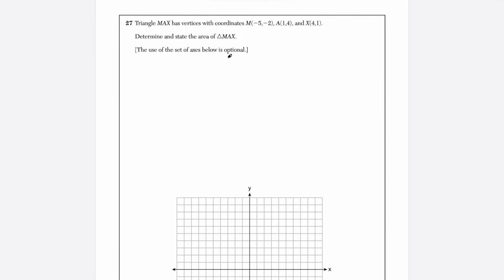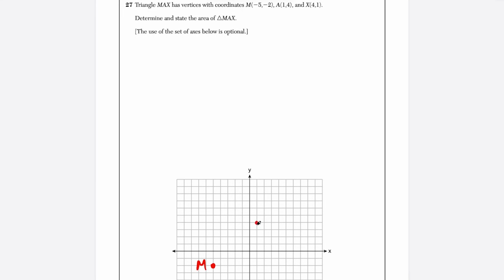Question 27, we have triangle MAX has vertices with these coordinates here, and we need to determine and state the area of triangle MAX. They tell us the use of the set of axes below is optional, but I definitely want to draw this out. So once we have the points plotted and the triangle drawn, what I like to do is draw a rectangle in such a way that it encloses the triangle as much as possible. So it's the smallest possible rectangle that I could draw that contains all 3 points. Okay, so I'm drawing the rectangle in such a way that it hits all 3 points of the triangle.